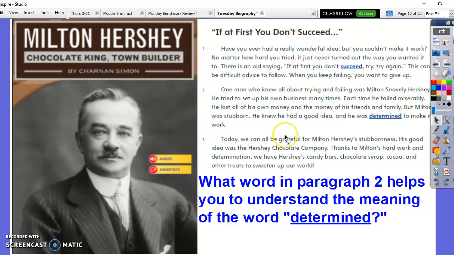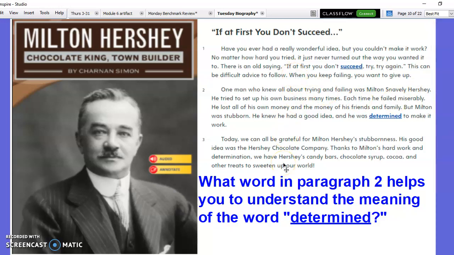And before we talked about theme, this biography starts off with sort of a theme. If at first you don't succeed, ... I don't know if you like chocolate, but this is Milton Hershey, the guy who created Hershey's chocolate.